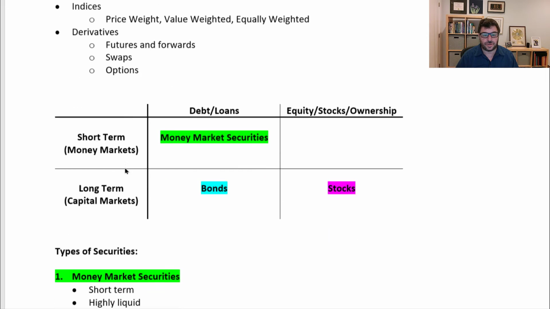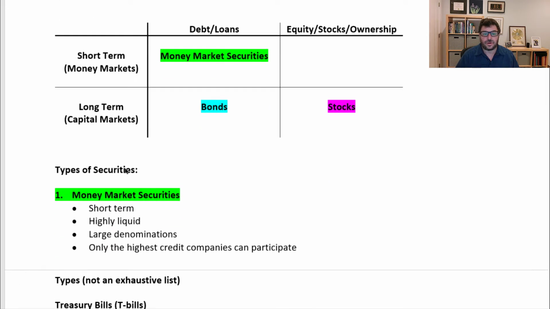So here is our little chart, and this is just going to give us an introduction and some terminology. So we have debt and we have equity. Debt is a loan to a company. It is a primary claim on the corporation's income and assets. And an equity stake, or stocks, or ownership, is a residual claim. After the debt holders get paid, then you get paid.